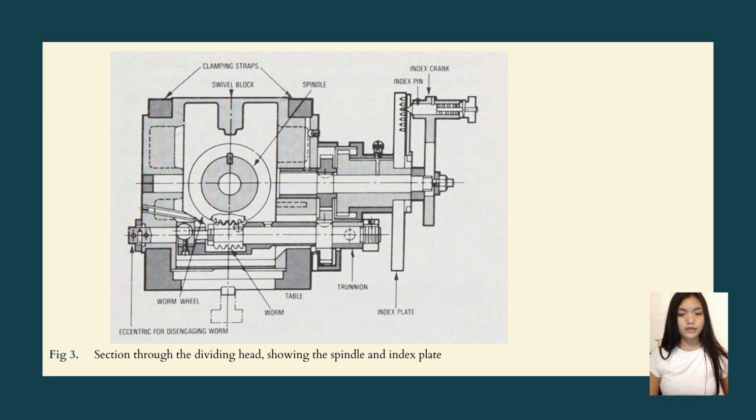Worm wheel. The gear that meshes with the table worm. Table worm. The worm gear that drives the worm wheel. Eccentric or disengaging worm. A mechanism to disengage the worm drive. Trunnion. The support structure for the dividing head. Clamping strap and swivel block. Mechanism for securing and adjusting the workpiece.